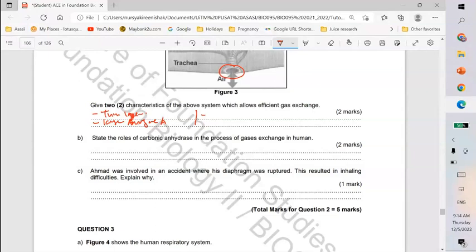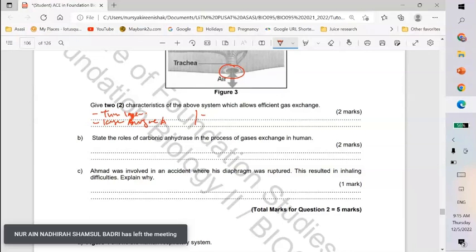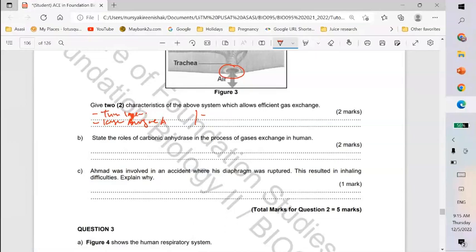State the roles of carbonic anhydrase in the process of gas exchange in human. The answer is carbonic anhydrase is the enzyme that catalyzes the conversion of carbon dioxide reacting with water, forming carbonic acid. That is only one point, and the question wants two points. Carbonic acid then splits into what? Bicarbonate ion and also hydrogen ion. So this increases the acidity of the blood or decreases the pH of the blood.